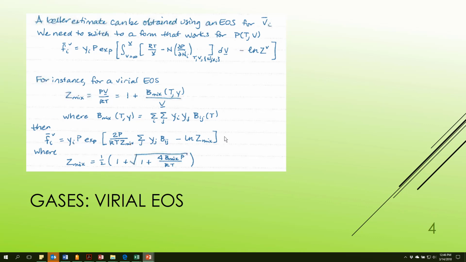That gives me this as my final expression, where the Z for the mixture is 1/2 times 1 plus the square root of 1 plus 4 times the B for the mixture times P over RT. And so this becomes a way of estimating the fugacities if I have the B's for all of my binary combinations.